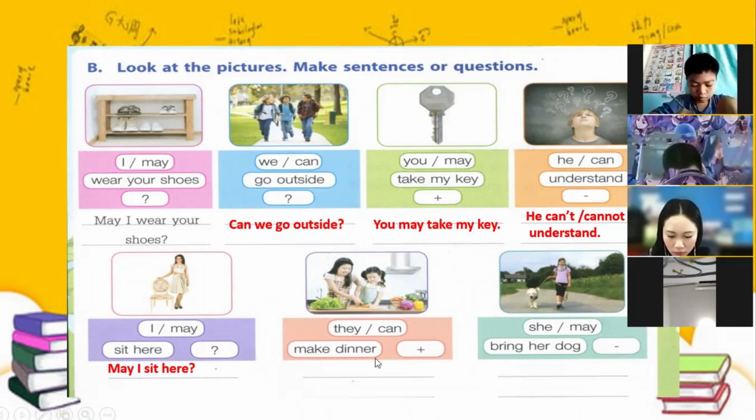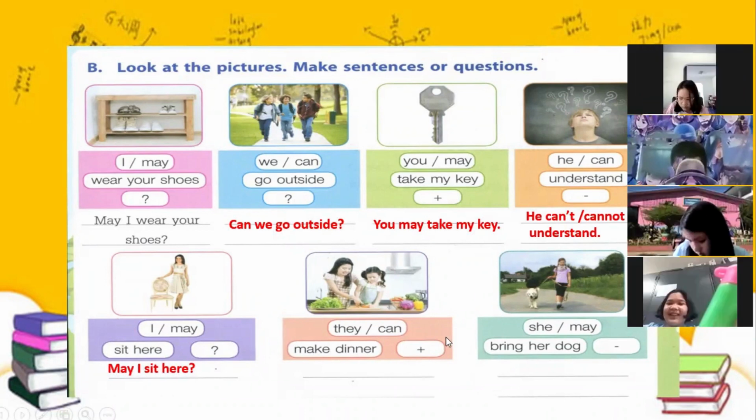Okay, now picture number 6. They can make dinner. What do you think? Which sentence is it? Affirmative, negative, or question? And we have to change it to a positive sentence. They can make dinner. Very good. Actually, itself, it's a positive sentence. So it will be unchanged.